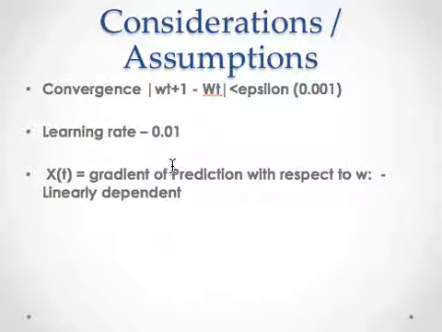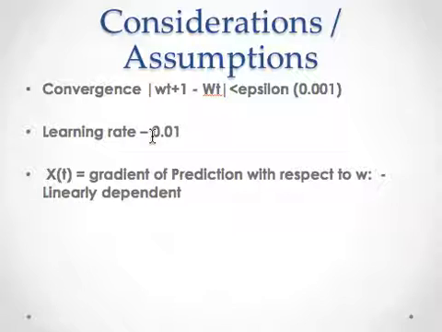Finally, some of the considerations and assumptions that I had in this project. The first one was the convergence. For convergence, I used the L2 norm of the difference between the weights. If the value was less than the epsilon, I considered my sequence to have converged. Otherwise, I would continue to update the weights.